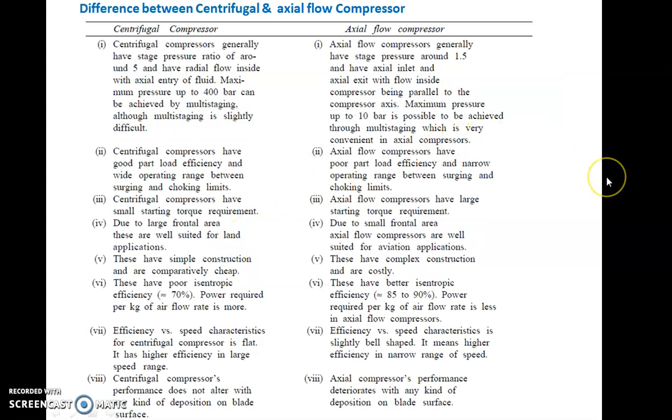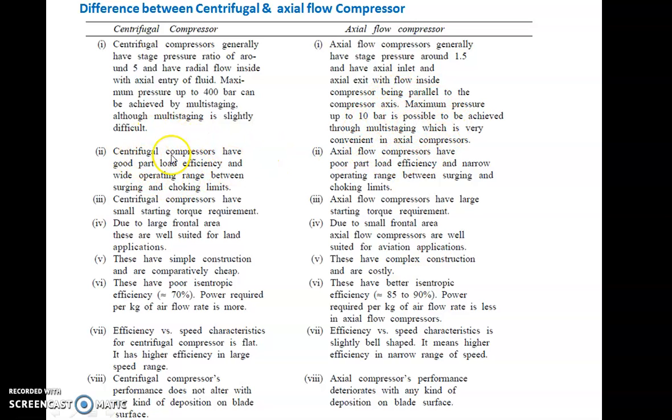Now what is the difference between centrifugal compressor and axial flow compressor? Let us see quickly the difference. Centrifugal compressors generally have a stage pressure ratio of around 5. One stage produces a pressure ratio of 5, while axial flow compressor produces a stage pressure ratio of only 1.5. So you are getting less pressure ratio across a stage. The centrifugal compressor has axial entry of the fluid with radial flow inside; the axial compressor has axial inlet and axial exit. Maximum pressure up to 400 bar can be obtained from multi-staging in the axial compressor, while maximum pressure of 10 bar can be obtained from multi-staging in the centrifugal compressor.